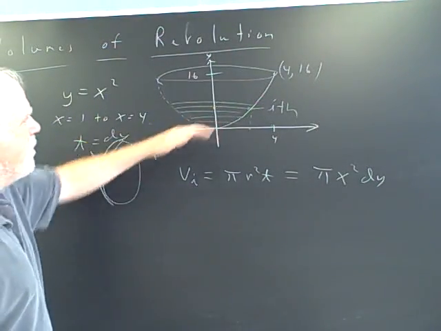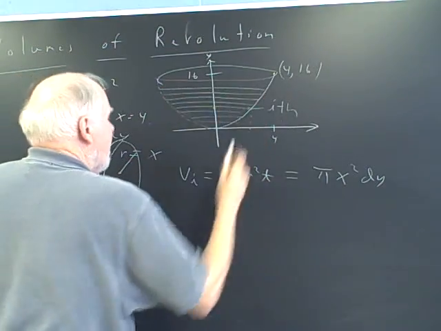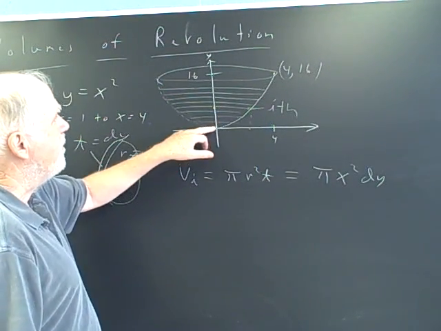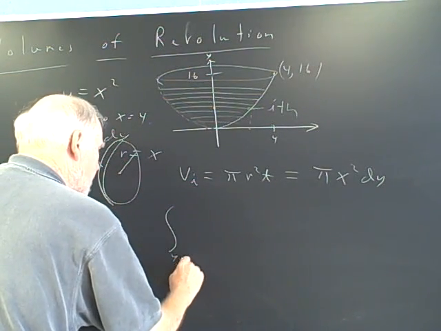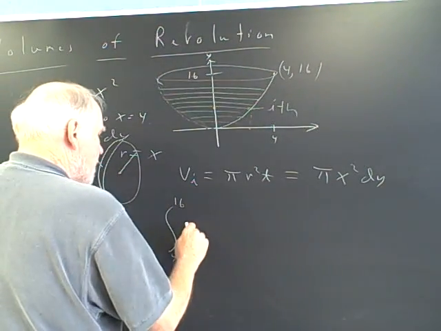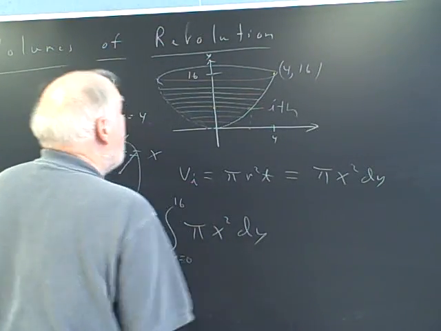And so when we add these up, an infinite number of them, we end up with a definite integral. We're going to integrate this time from y equals 0 to 16 of pi x squared dy.